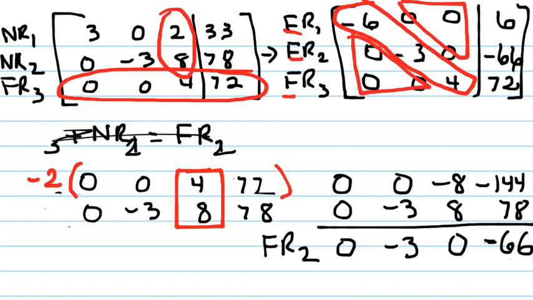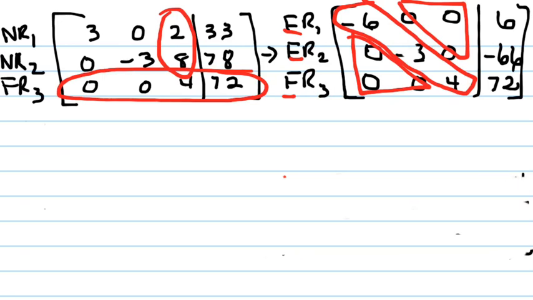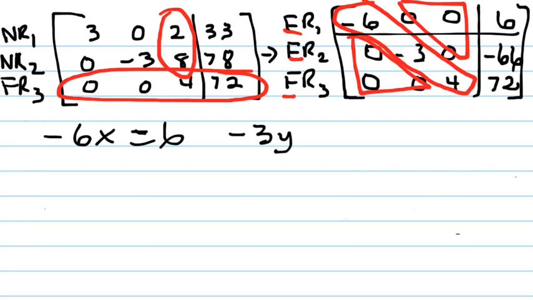Oops. So let me get rid of the row operations that we used down here. And I'm going to just rewrite them as simple linear equations. So the top one is negative 6x equals 6. Because everything else was zeros, who cares, right? Then we have the next one, negative 3y equals negative 66. And on the bottom, 4z equals 72. And notice all I have to do is solve by dividing by the coefficient of each one.